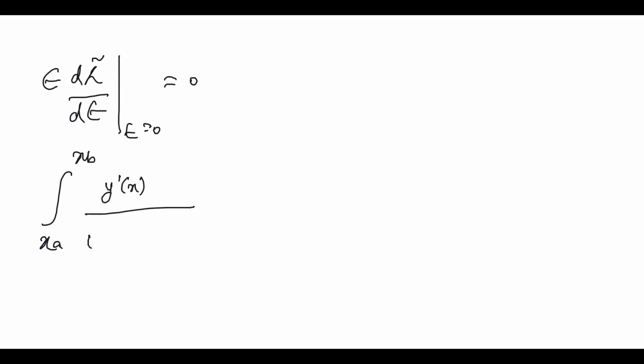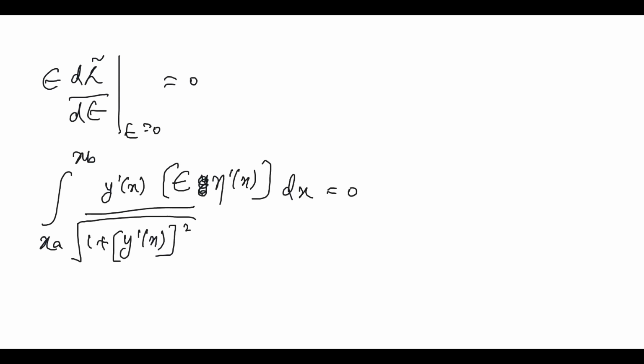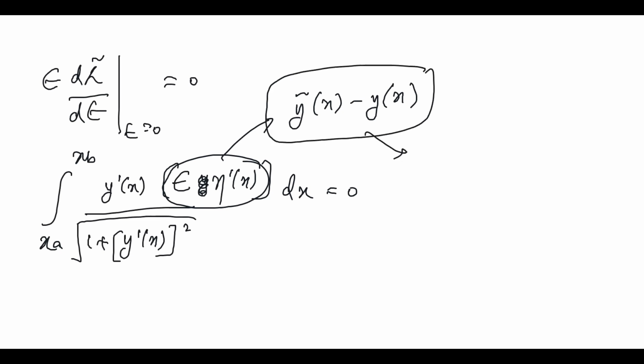So now let us set epsilon dL tilde by d epsilon evaluated at epsilon equal to 0 to be 0. Right? What do we get? We get the integral xa to xb of y prime of x upon the square root of 1 plus y prime of x squared, into epsilon eta prime of x dx equals 0. Right. Now, if you remember in the beginning, what was epsilon into eta prime of x? It was nothing but y tilde of x minus y of x. Correct. And this thing is known as the del of y, which is nothing but the first variation of y.